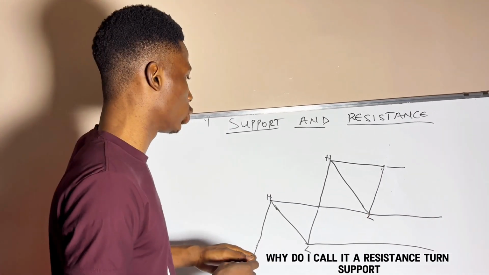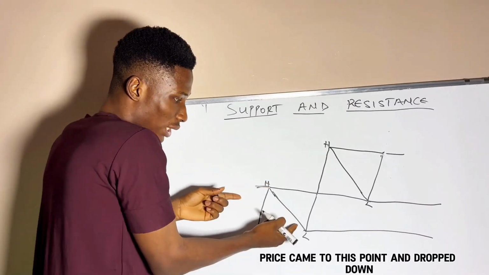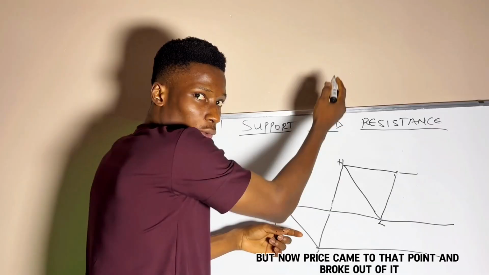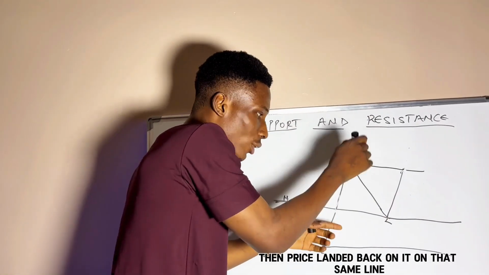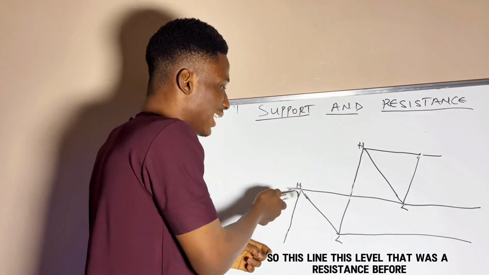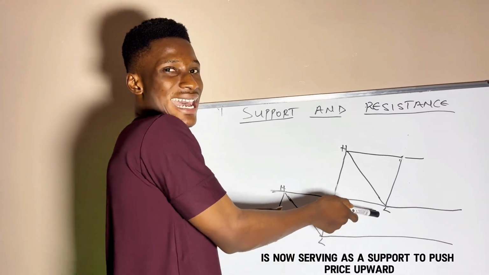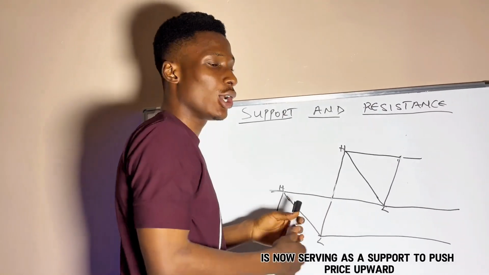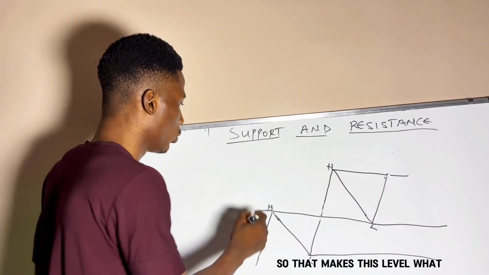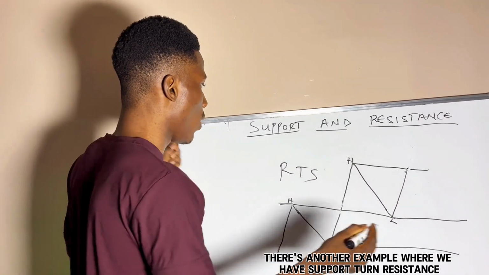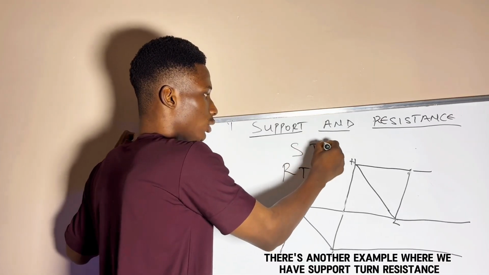Why do I call it a resistance turn support? Price came to this point and dropped down. It served as a resistance. But now price came to that point and broke out of it. Then price landed back on it, on that same line. So this level that was a resistance before is now serving as a support to push price upward. So that made this level what? Resistance turn support.